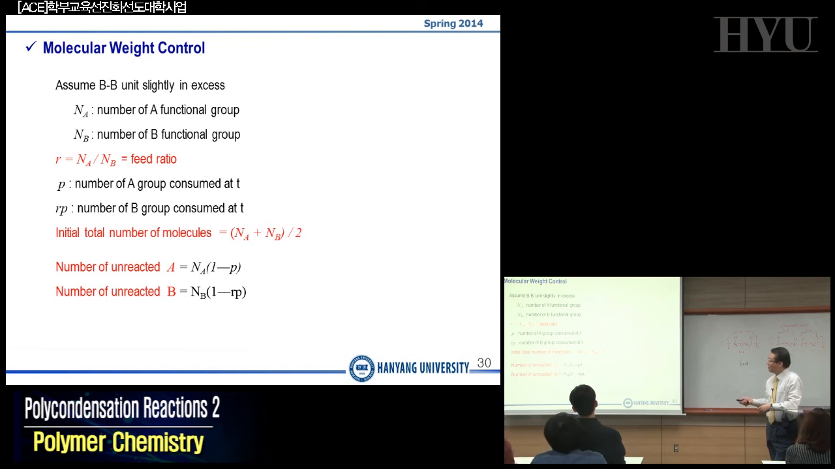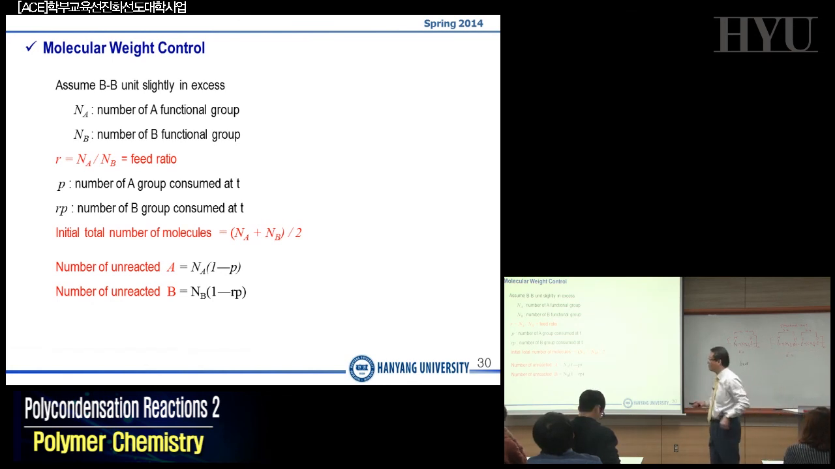What about the initial number of molecules? Because we have two functional groups, one at each end, assuming a bifunctional monomer, the total number of molecules is Na plus Nb, but because Na and Nb are defined as functional groups, you have to divide by 2. If you divide this by 2, then this becomes the number of molecules. Na is a functional group number.